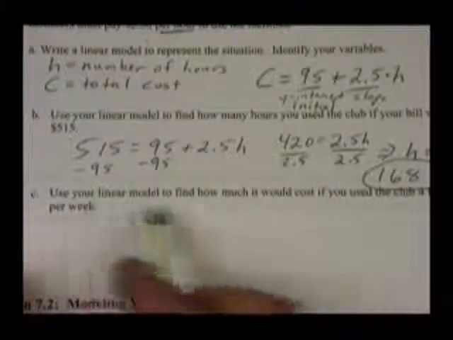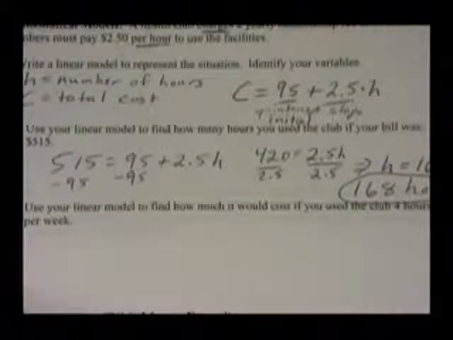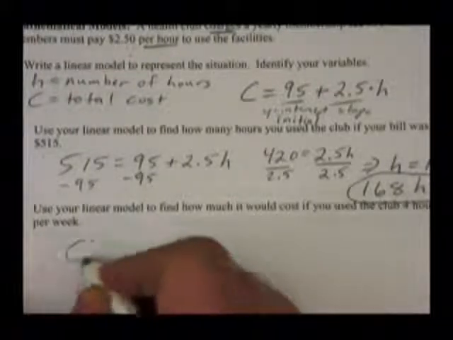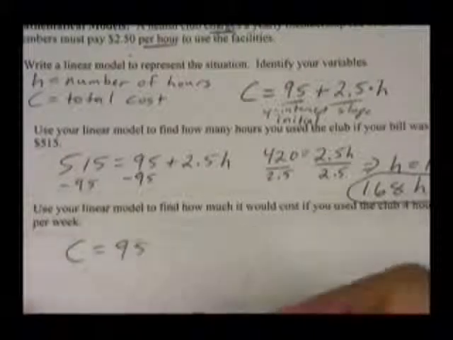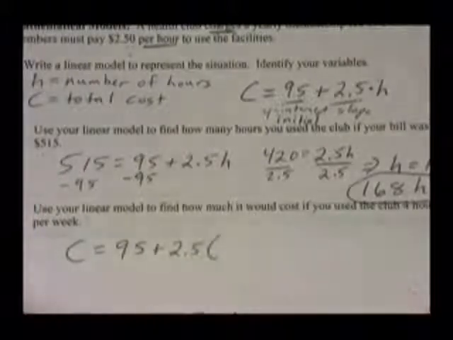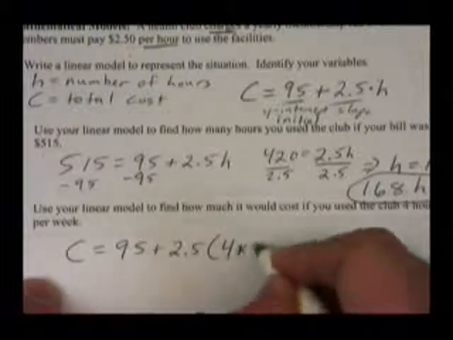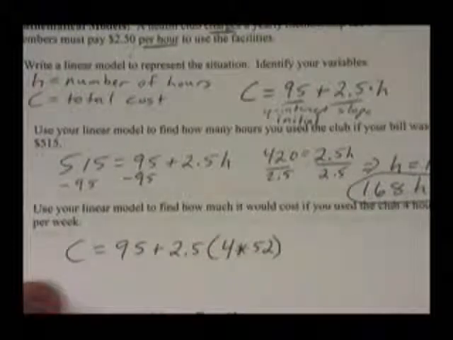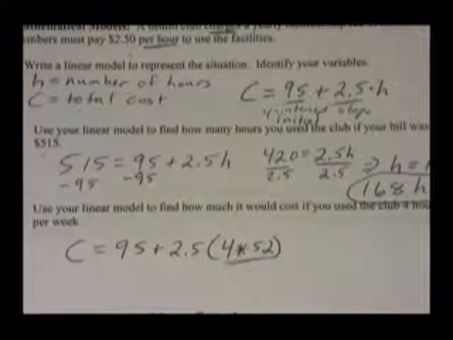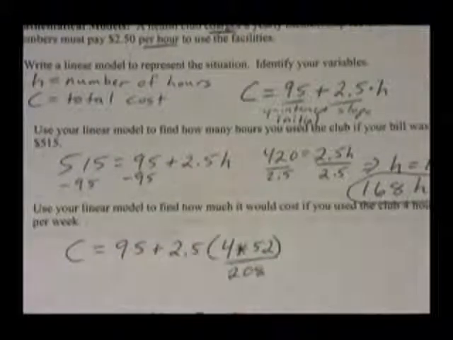Next question says, use your linear model to find out how much it would cost if you use the club 4 hours per week. Alrighty? So, if our cost is found by starting with our membership fee, and that's for a year, plus 2.5 times the number of hours. Now our hours are 4 hours per week, and there are 52 weeks in the year, so I'm going to multiply the 4 times 52. So this will give me the total number of hours. So 4 times 52 is going to give us 208. So during the year we're going to use it for 208 hours.